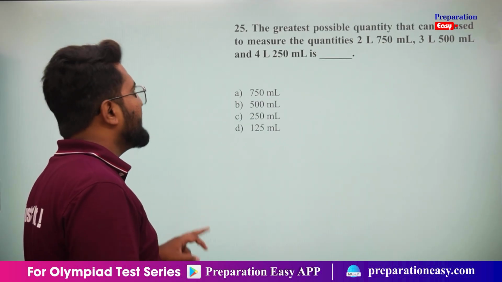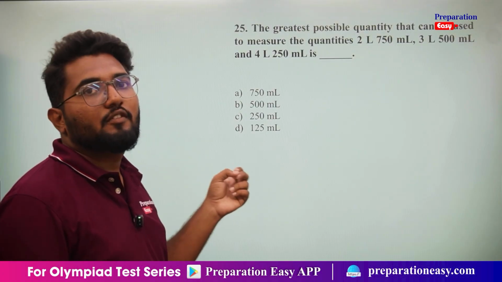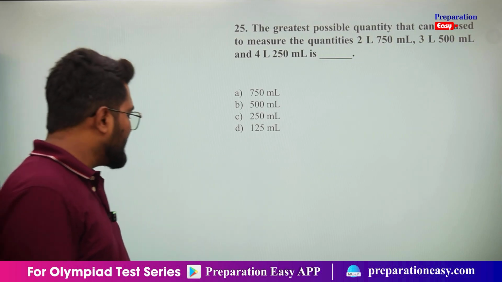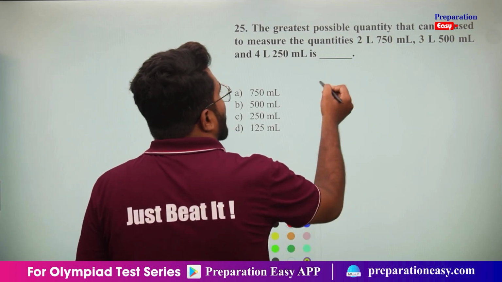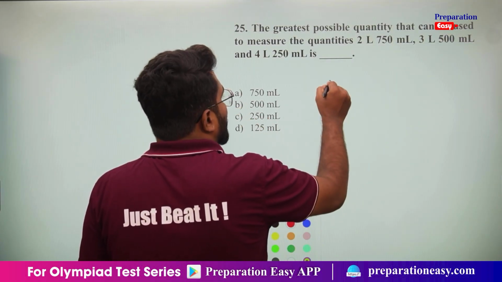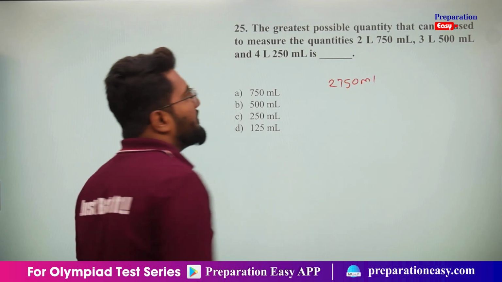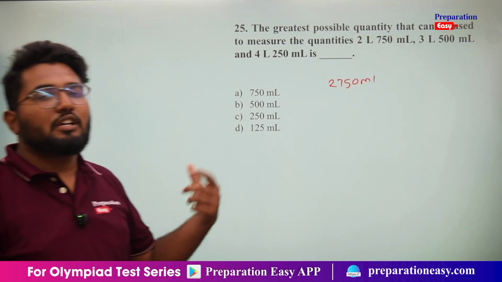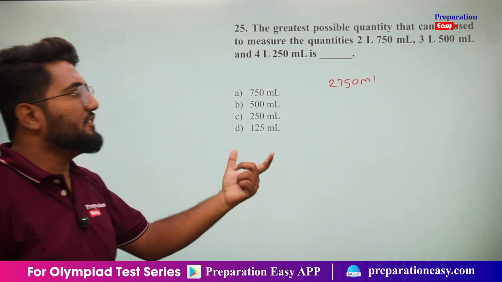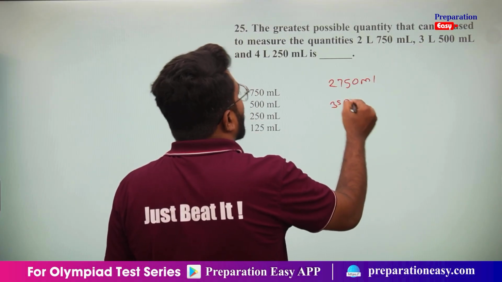Okay, question number 25. The greatest possible quantity that can be used to measure. Here, what we have to find? We have to find the HCF. What are the quantities? Just write it down. First is 2 liter 750 ml. I can directly write it as 2750 ml. Why 2750? Because 1 liter equals 1000 ml, 2 liters equals 2000 ml, and plus 750, that is 2750. Second is 3 liter 500 ml, that is 3500. What is the third one?